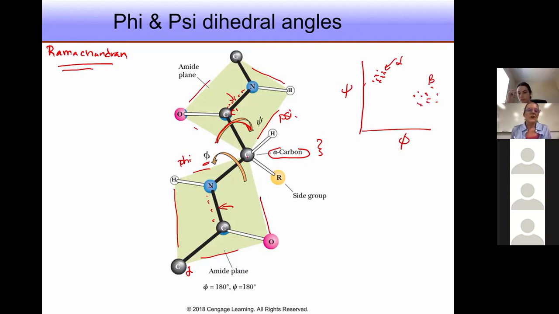And so if you know the phi and psi dihedral angles for each amino acid in the peptide backbone, you can fold the protein. You know what the fold looks like.